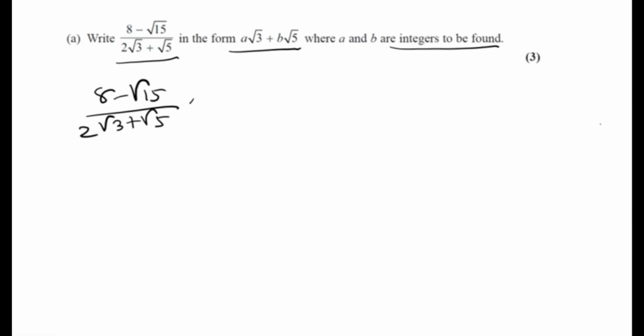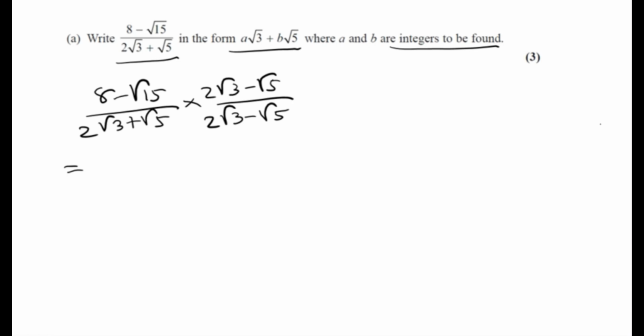Next question. Write 8 minus root 15 over 2 root 3 plus root 5 in the form a root 3 plus b root 5, where a and b are integers to be found. Again here we have to rationalize. So 8 minus root 15 over 2 root 3 plus root 5, times 2 root 3 minus root 5 over 2 root 3 minus root 5.